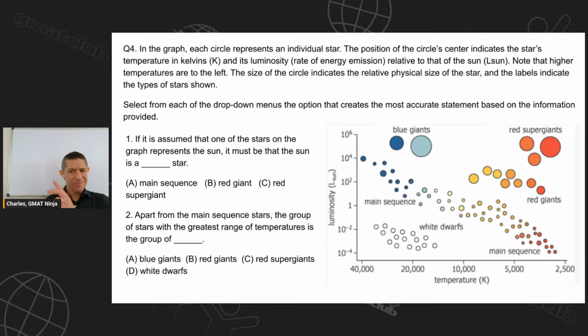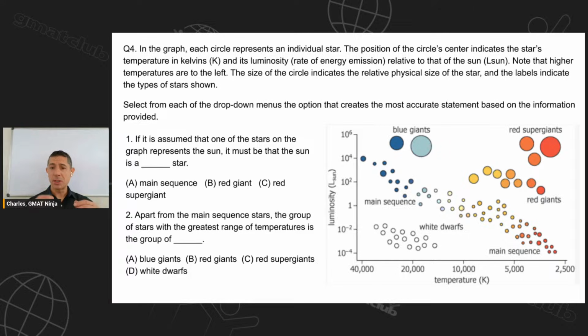2, and it's question number 2 that usually people struggle on. I see a little bit of struggles from the live group. Apart from the main sequence stars, which span everything, the group of stars with the greatest range of temperatures is the group of what? Now you start by eyeballing this, obviously, and you go, well, white dwarfs and red giants, those are about the same width, about the same range of temperature. It looks like.